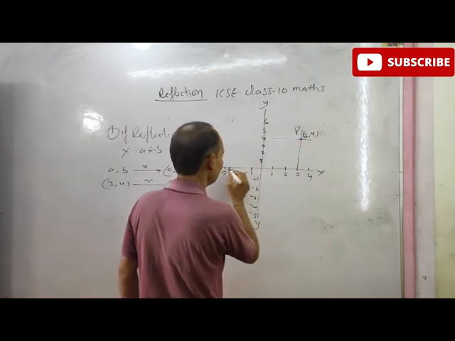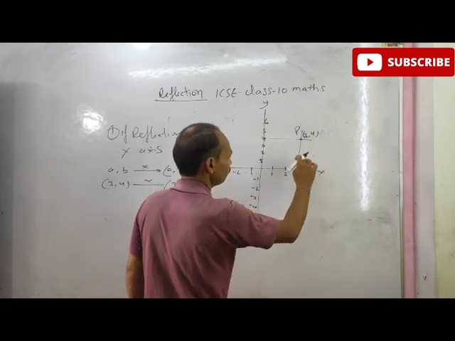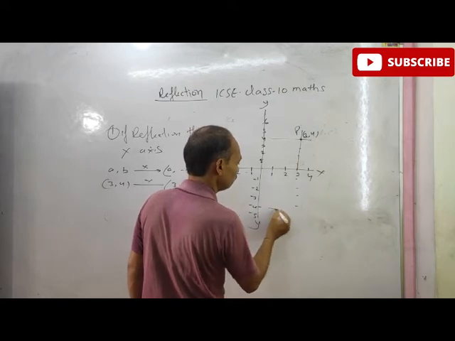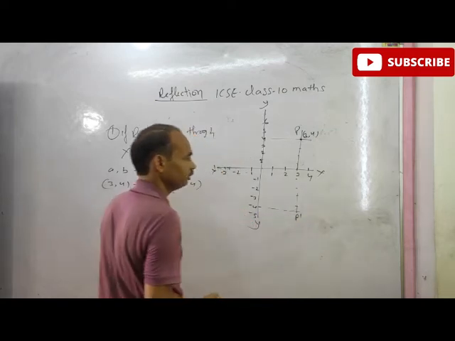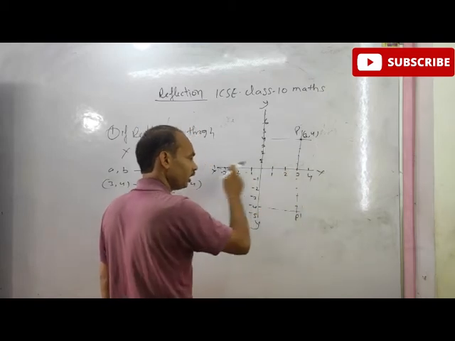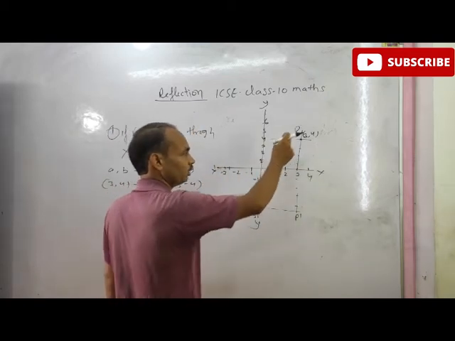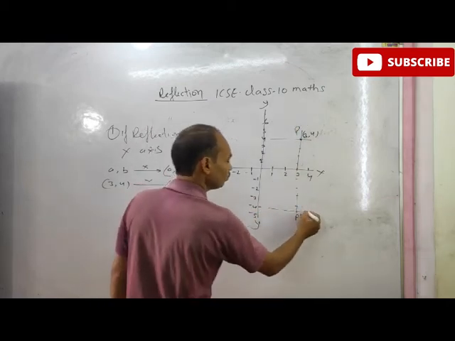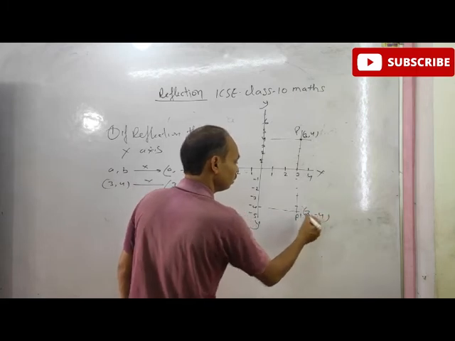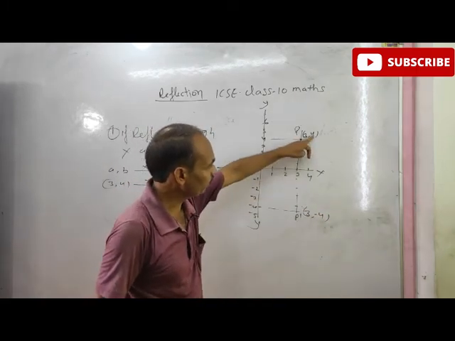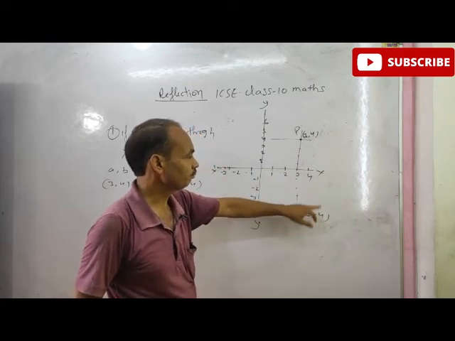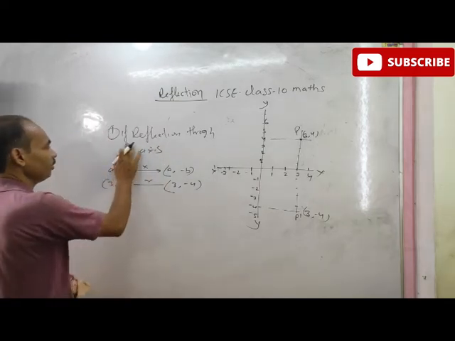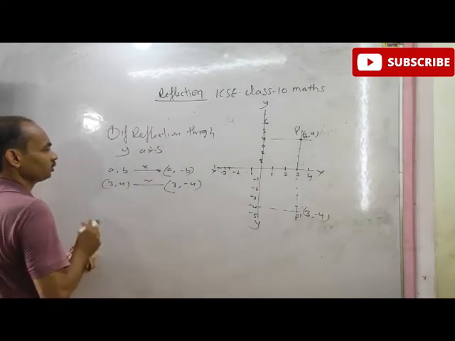Suppose the x-axis is the mirror, then 1, 2, 3, 4 above and 1, 2, 3, 4 below, and P dash is the image of P. If the x-axis is the mirror line, the image of P will be P dash, and it has the point (3, minus 4). You see that the sign of y has been changed because reflection is done by the x-axis.